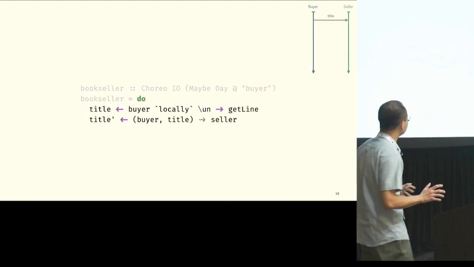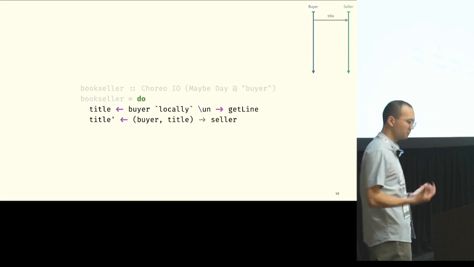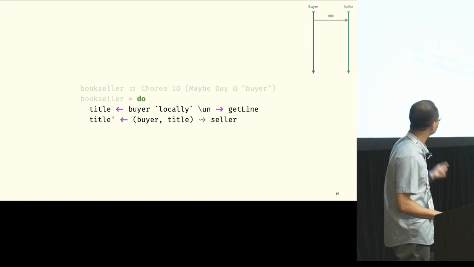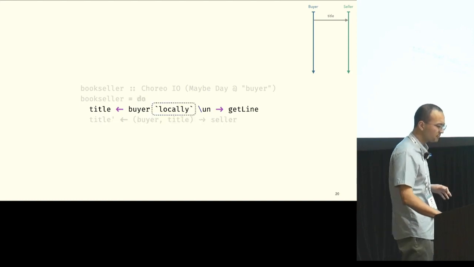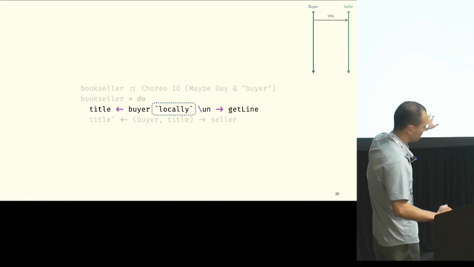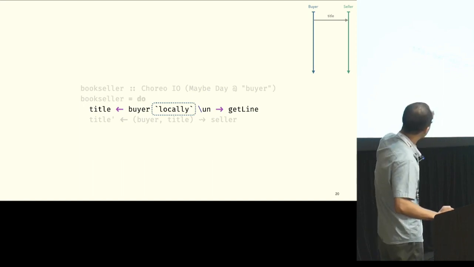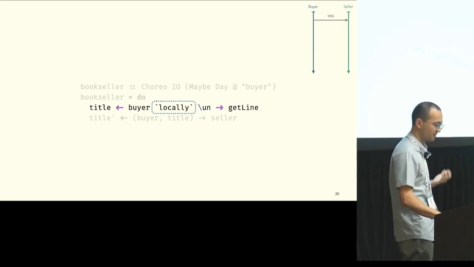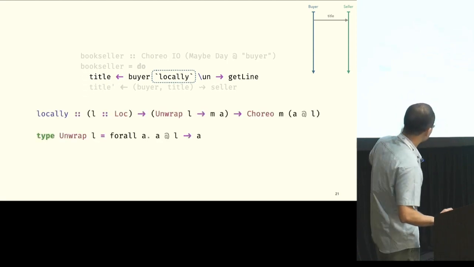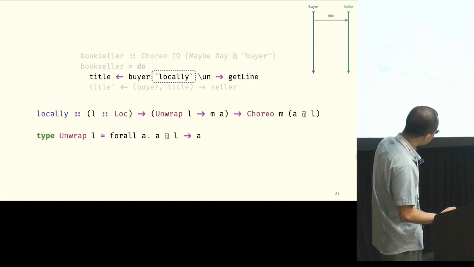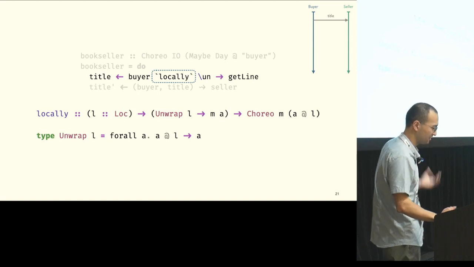Now we are ready to implement the bookseller protocol. As the protocol prescribes, the buyer first sends the title they want to buy to the seller. In Haskell, we use this locally operator to perform a local computation. So here, what the buyer is doing is querying the standard input to get the title of the book they want to buy. This locally operator takes the location L and the action m a, and returns a located value at that location in the Choreo monad.